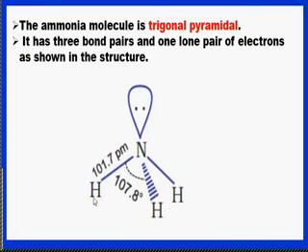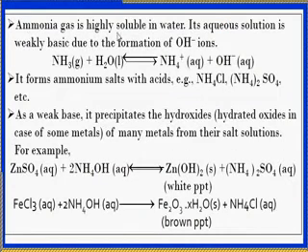Ammonia molecule forms a trigonal pyramidal structure. So here you have trigonal pyramidal structure. There are 3 bonded pairs, 1, 2 and 3, and 1 lone pair of electrons in the structure of ammonia. Ammonia gas is highly soluble in water. Its aqueous solution is weakly basic due to the formation of OH minus ions.